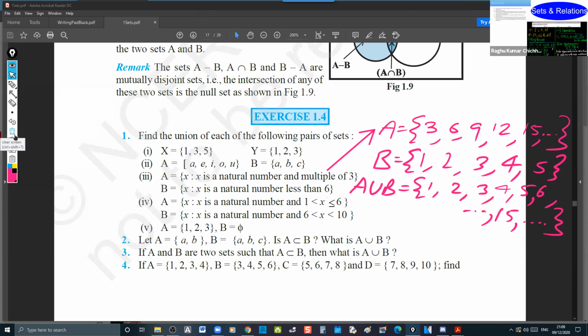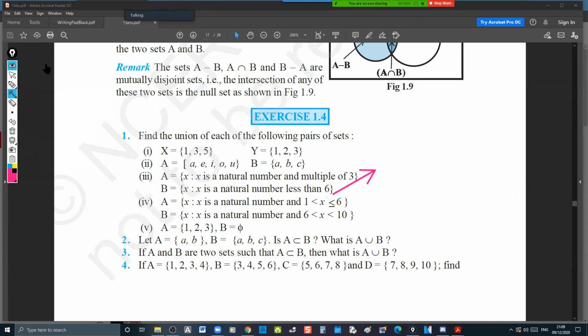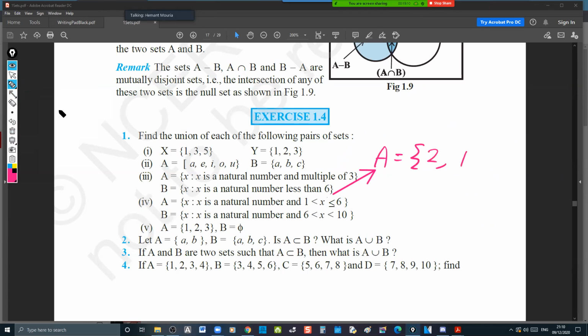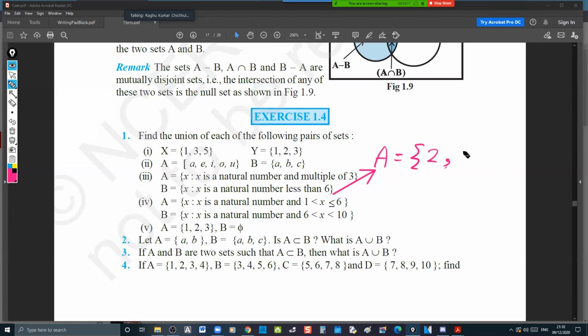Next, coming to fourth. A is equal to x such that x is a natural number and 1 less than x less than or equal to 6. So it's open 1 and close 6. So you'll get 2, 3, 4, 5, and 6.